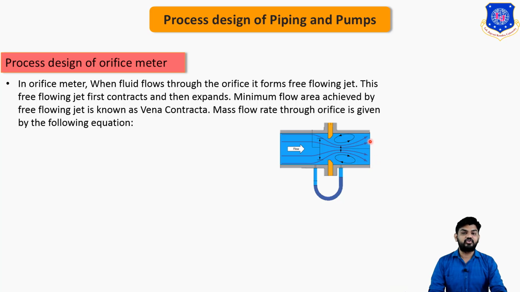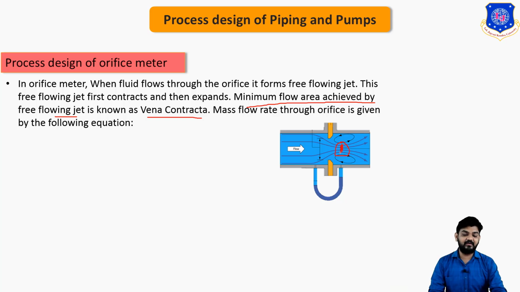So the minimum flow area achieved by the free flowing jet is known as the vena contracta. Let me just take a pen here. I am discussing this particular area where the free flowing jet has the minimum area, and that is known as the vena contracta, right? This is again very important for a 1 mark question in your GTU exam. They will ask you what we mean by the vena contracta. Then it is the minimum flow area achieved by the free flowing jet, right?